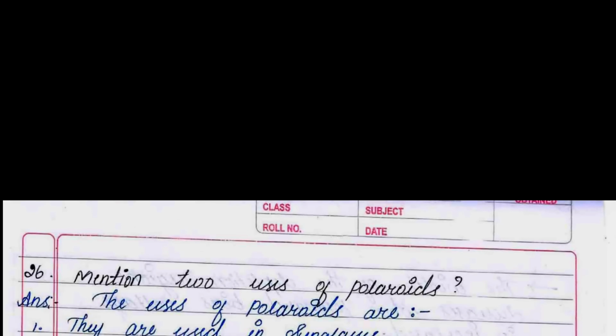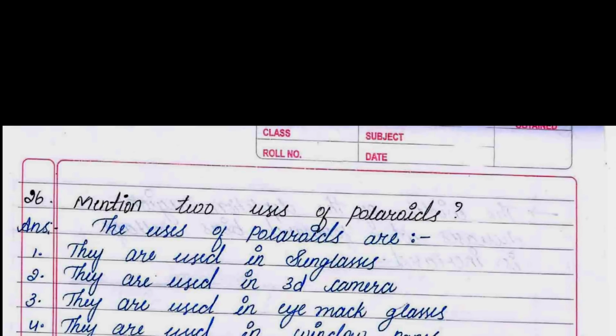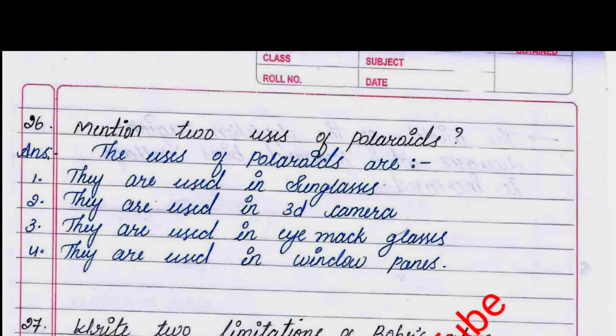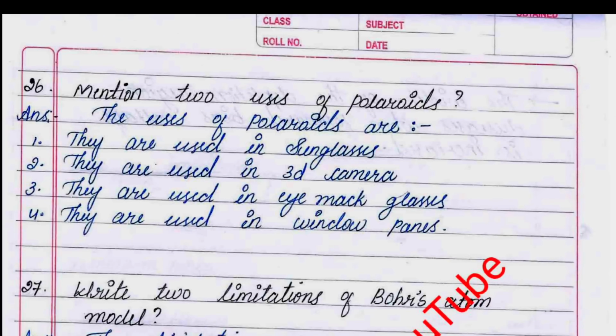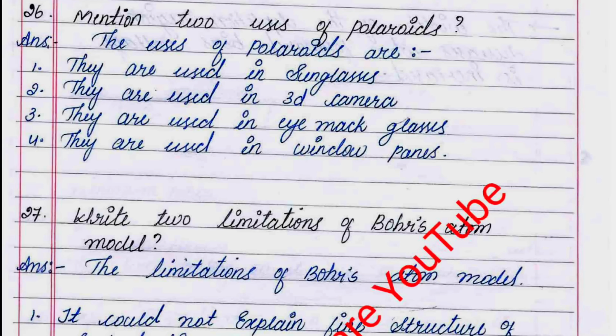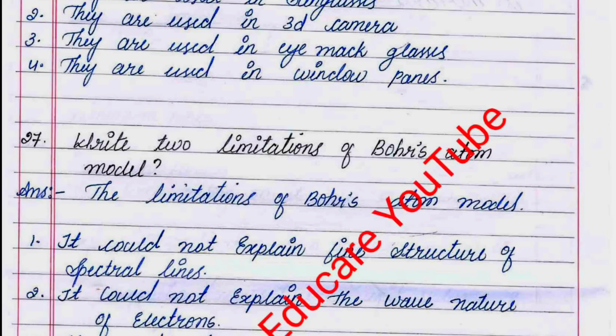26th. Mention two uses of Polaroids, and the answer is below. 27th. Write two limitations of Bohr's atom model, and the answer is below.